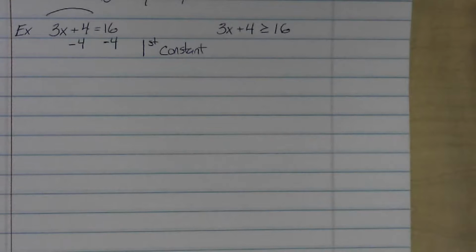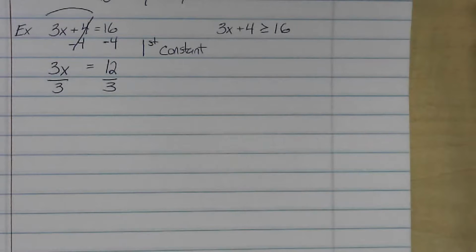The plus 4 and minus 4 cancel each other out on the left, leaving 3x, and on the right, 16 minus 4 is 12. Now I'm left with a one-step equation: 3 multiplied by x equals 12. The opposite of multiplication is division, so I'm going to divide both sides by 3. The times 3 and divided by 3 on the left cancel, leaving x. And on the right, 12 divided by 3 is 4.